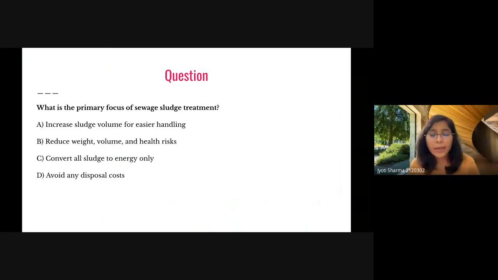Okay, what is the primary focus of sewage sludge treatment? Why do we need to care so much about sewage sludge treatment? We have four options: increasing sludge volume for easier handling, reduce weight, volume, and health risk, convert all sludge to energy only, or avoid any disposal costs. Okay, Diya and Venkateshwara both gave me B. Yes. So, why are we doing this sludge treatment?